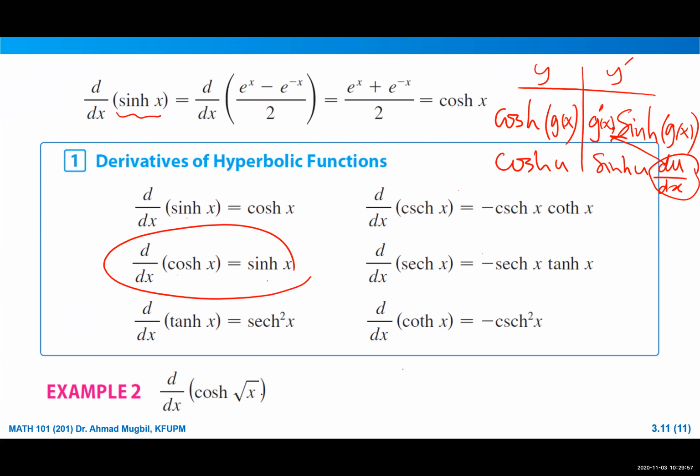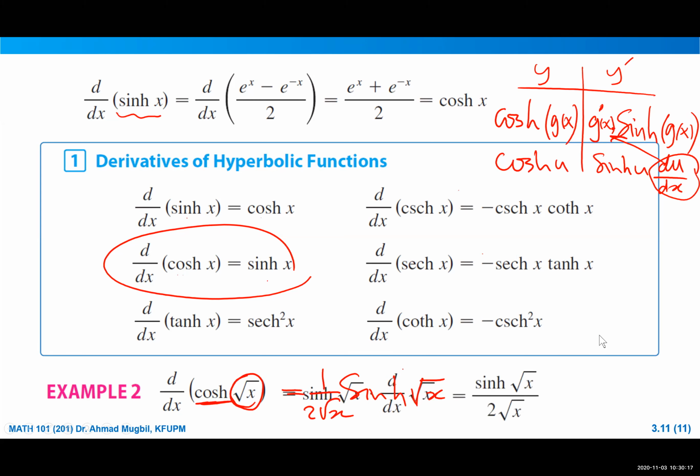So here, what will we do to differentiate this, shabab? I know that the derivative of cosh is sinh, whatever it is inside, keep it as it is, multiplied by the derivative of the square root of x. What is its derivative? It is 1 over 2 square root of x. That's it. And you can write it at the end as sinh square root of x over 2 square root of x. Clear?